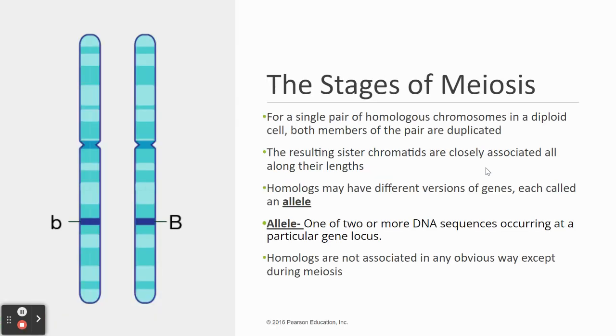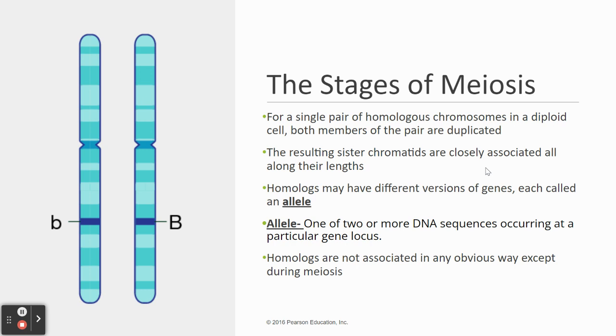Okay, so let's talk about the stages of meiosis. For a single pair of homologous chromosomes in a diploid cell, both members of the pair are going to be duplicated. So we have to copy the chromosomes, right? This gives us sister chromatids. We already talked about those. They get stuck together, and they're closely associated because they have certain lengths.